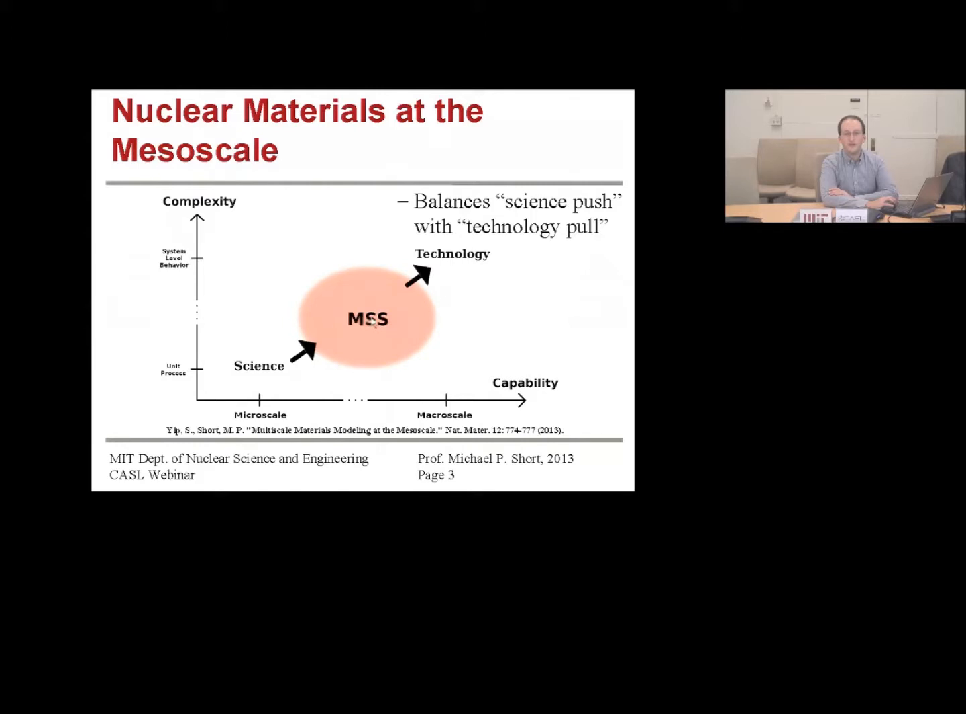And so there's this fuzzy region in the middle, which we call the MSS or Mesoscale Science region, where the push from the science world to work on bigger simulations, longer time scales, and more complex systems can be met by the pull from technology. Because eventually, if these codes can't be used to gauge the safety or operation of a plant, then they're not quite as useful to the industry as they should be. And a lot of the work that our group is doing is here in this mesoscale region.